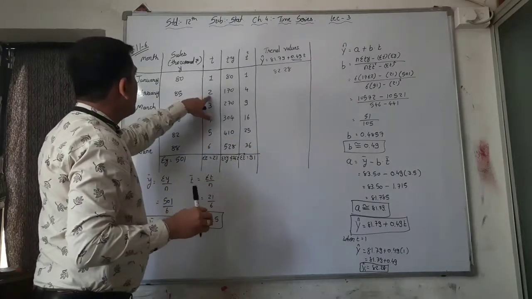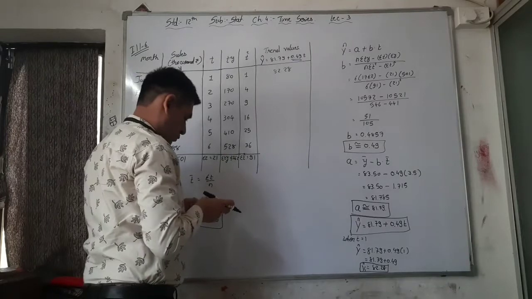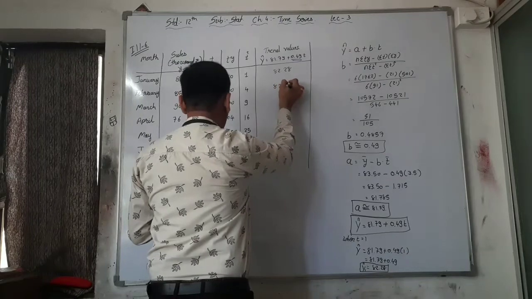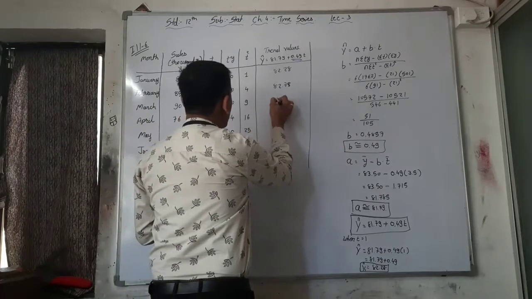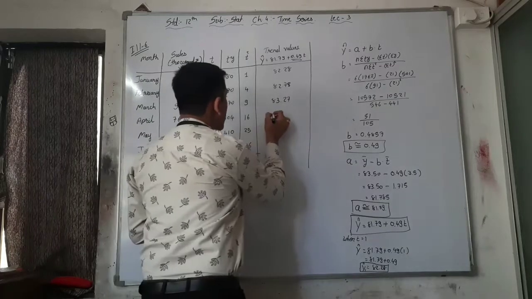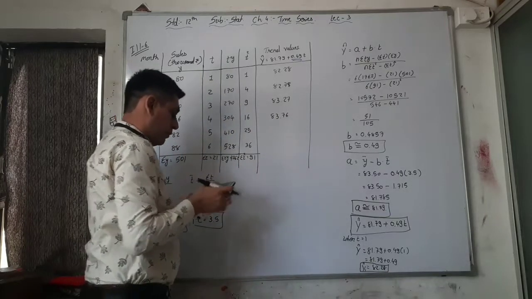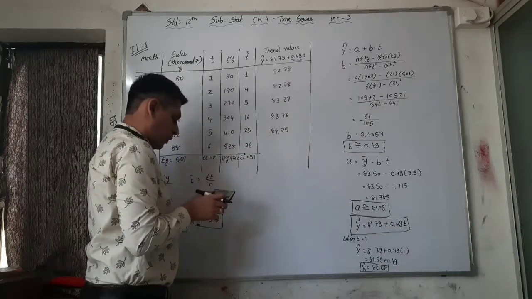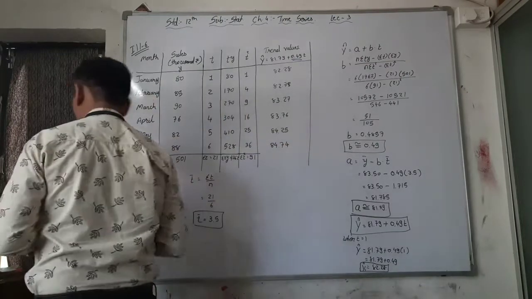That is, the second month value is 82.77 plus 0.49, that is 82.78 plus 0.49, that is 83.27 plus 0.49, that is 83.76 plus 0.49, that is 84.25 and plus 0.49, that is 84.74. Now the first question is complete.